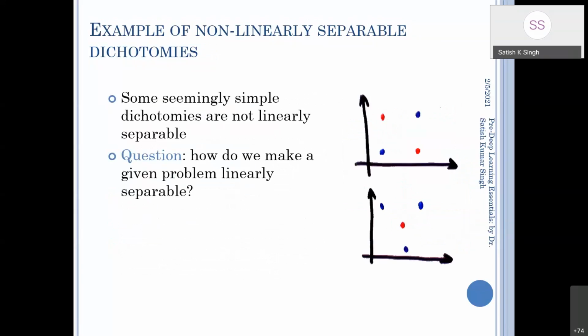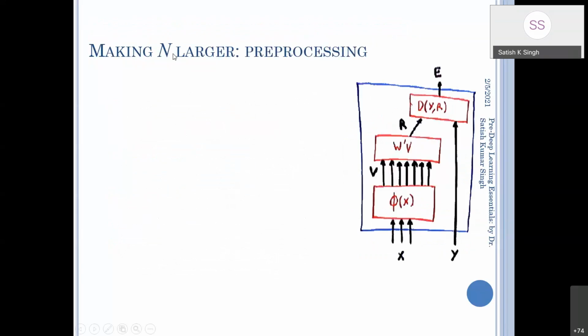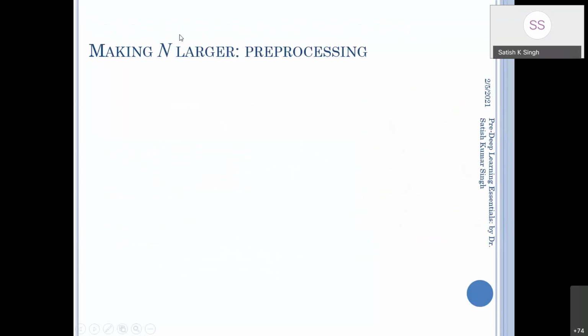So these are hard cases. Making n larger, so we apply some sort of pre-processing. What is that? Because we have been given all the samples, they must be decided. We cannot decrease the number of samples. So what is the other solution? Simply increase the n, make n larger. How can this n be made larger? You do some sort of projection from lower dimensional space to higher dimensional space.